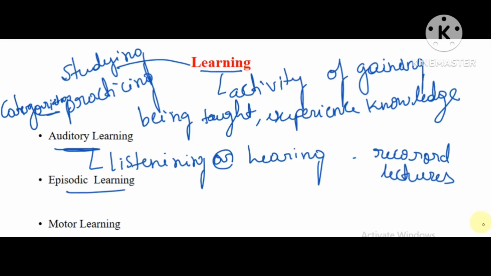So episodic learning is a kind of what? It's a sequence of events. The sequence of events that one has witnessed or experienced. That is, we are learning linearly, in order.